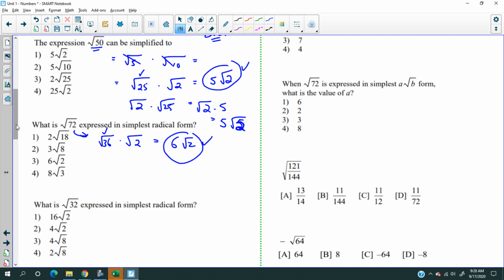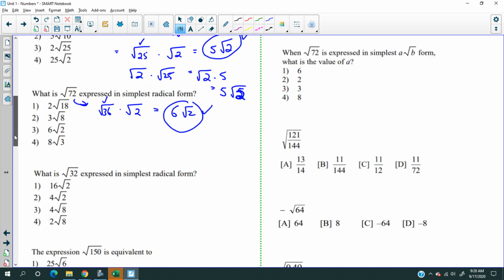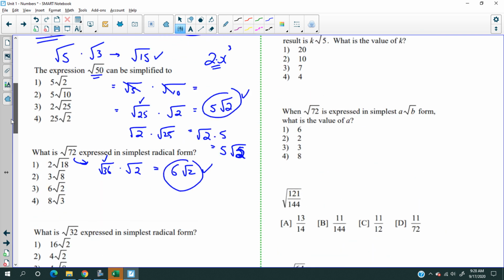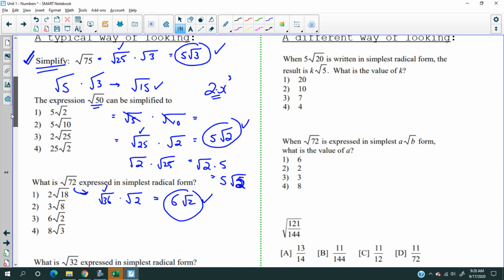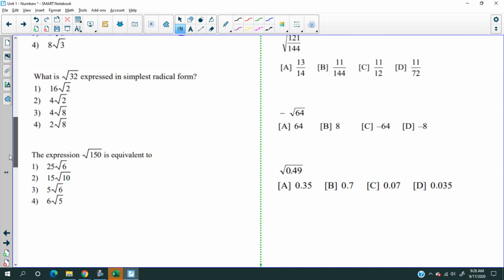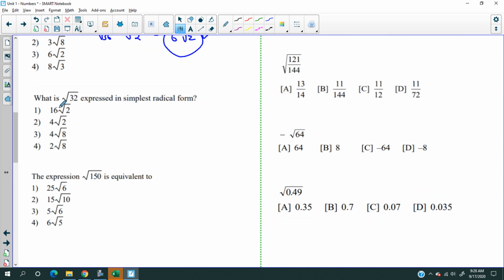Okay, all right. Let's see. How many more? We got 2 more. What's the best way of doing this? Actually, press pause right now. Do these 2 questions real quick. And then when you come back, I will show you the answers, and then we'll do some of those trickier questions on the right side. Okay, so I'm going to press pause right now.